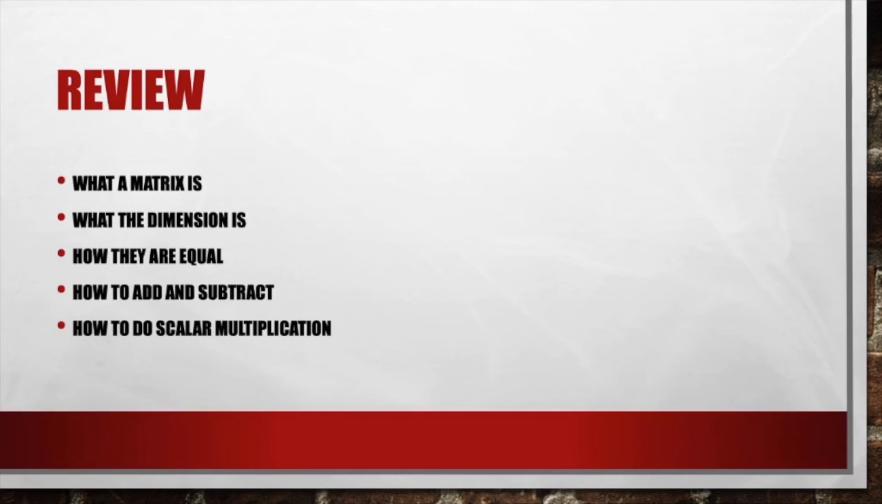All right, in this lesson, we learned what a matrix was. We learned its dimensions. If you remember, the dimensions were rows by columns. We learned how to determine if they were equal. They're equal if they have the same dimensions and the exact same things in each of the corresponding pieces. We learned how to add and subtract them. Remember, they have to have the same dimensions to be able to be added. And we learned the scalar multiplication, which is very similar to the distributive property.